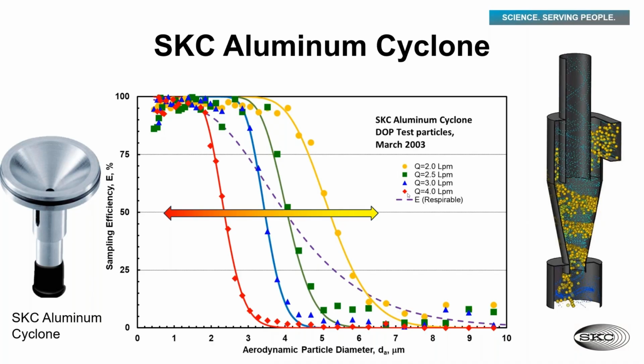On the other hand, if you crank that up to 4 liters a minute, you have moved your cut point all the way down to, say, 2.5 liters a minute. What this does is it's going to either over sample or under sample the particles that we want to have analyzed. And so either way is going to give you a different result than what you want.